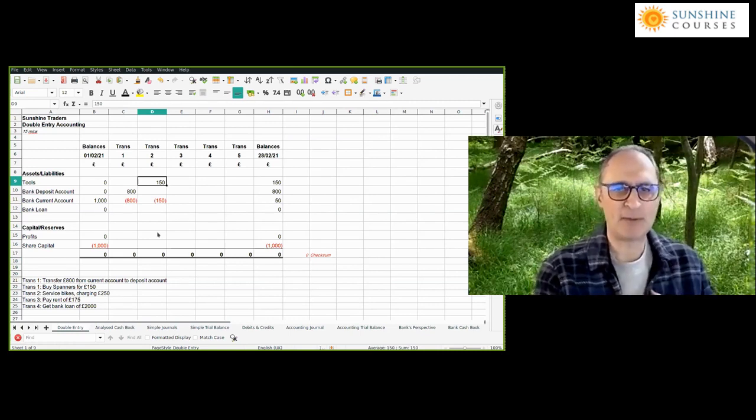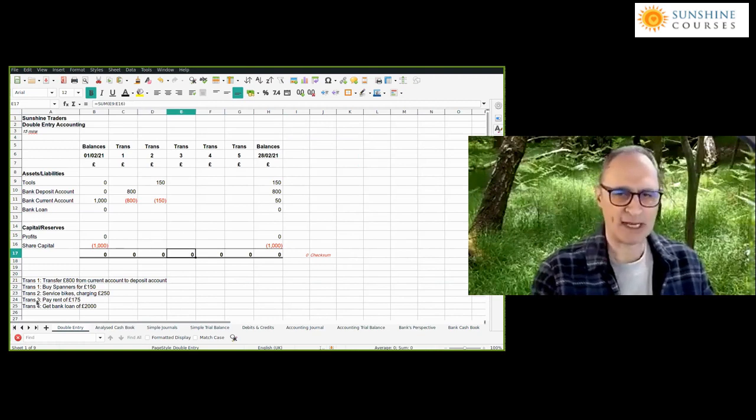So again, if we look at the balance sheet at the end of the period, we've now got tools of £150. The bank deposit account is still £800. The bank current account is reduced to £50. Our profits and our share capital haven't changed. So our balance sheet still balances, and happily our double entry satisfied the checksum, it's correct.